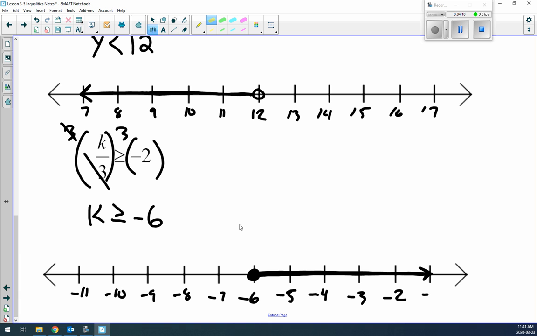Okay. This one here, we have k divided by 3 is greater than or equal to -2. We got to get k by itself. So we're going to multiply by 3, both sides. So 3 divided by 3, those reduce down. 3 times -2 is -6. Hey, why didn't we change the direction of the sign? Oh, yeah, because we're multiplying by a positive, the inequality stays the same. So k is greater than or equal to -6. So closed circle at -6 because it includes that point, and then it's everything to the right of that one.